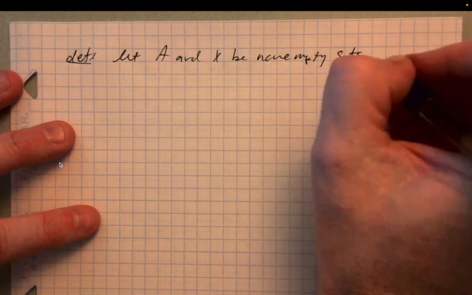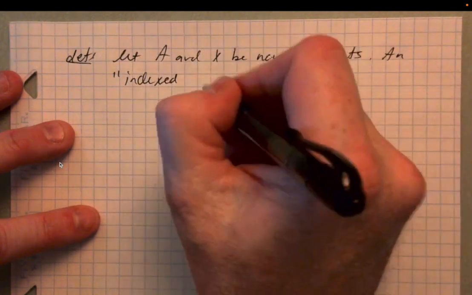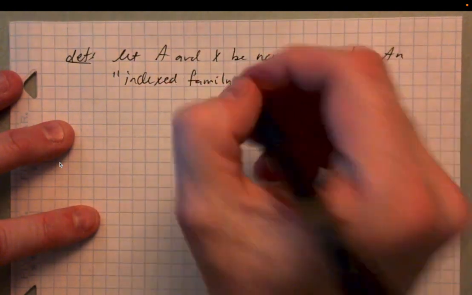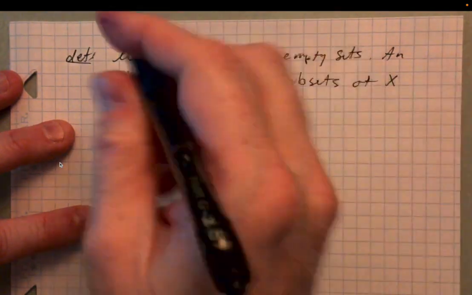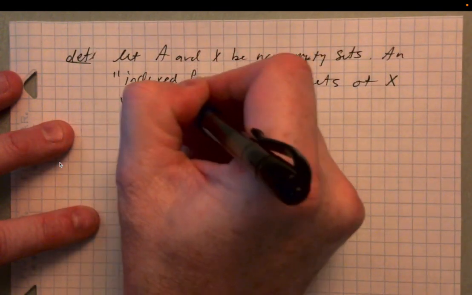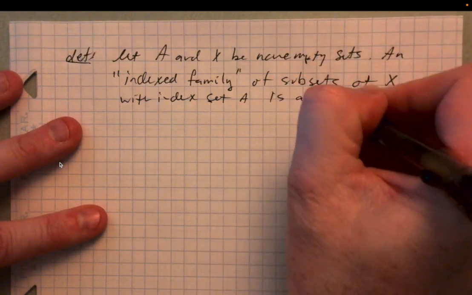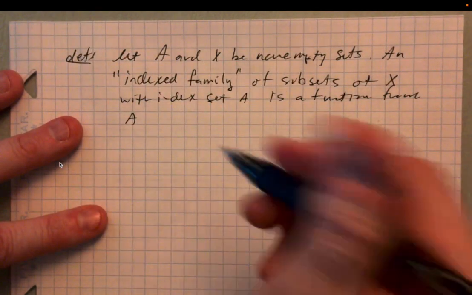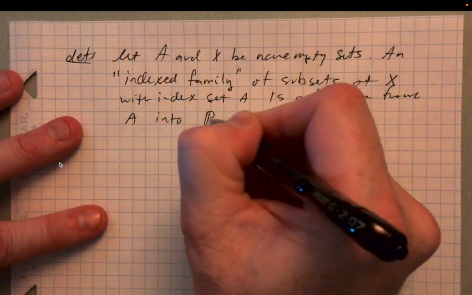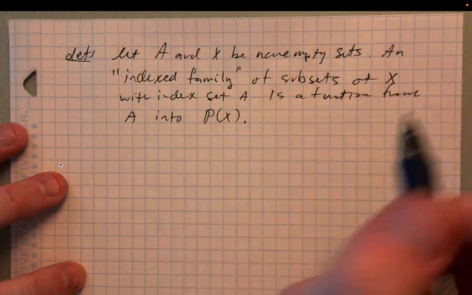So we'll let A and X be non-empty sets. Then an indexed family of subsets of X with index set A is a function from A, the index set, into the power set of X. Okay, that's what we mean by an indexed family, right?